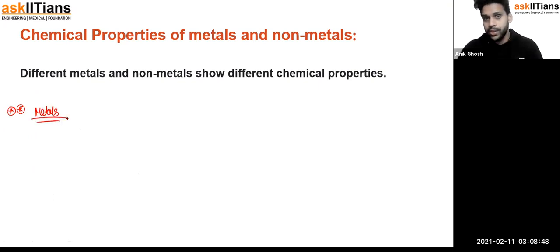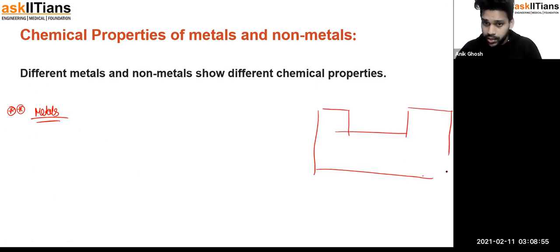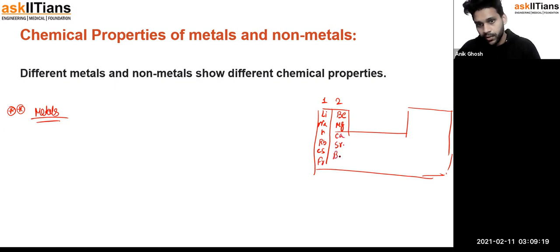Basically, if you look at the periodic table, it looks like this, isn't it? In the first section of the periodic table, there are two groups, group 1 and group 2. Like lithium, sodium, potassium, rubidium, cesium, francium, and beryllium, magnesium, calcium, strontium, barium, radium. So these are the metals.